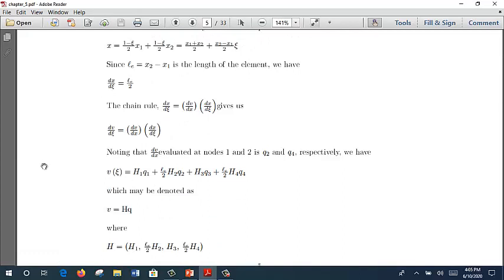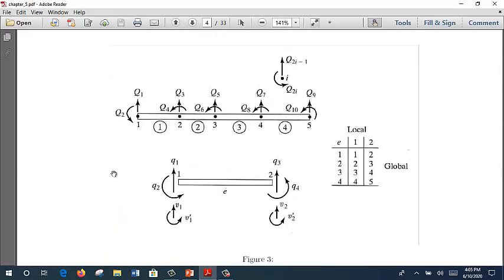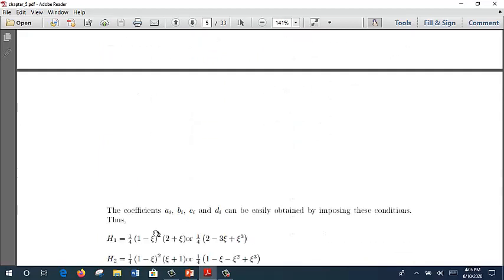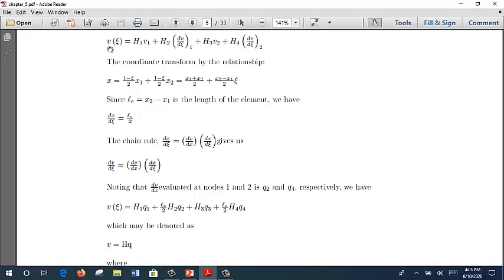Okay, and then we continue, noting that dv over dx evaluated at node 1 and 2 is q2 and q4. So the dv over dx, where is it? It is at q2 and q4, here the rotational ones. Okay, we have now here. We just substitute all the formulation upstairs, and then we get the general formula from the previous one, and then we improvise it, and then we get this equation.